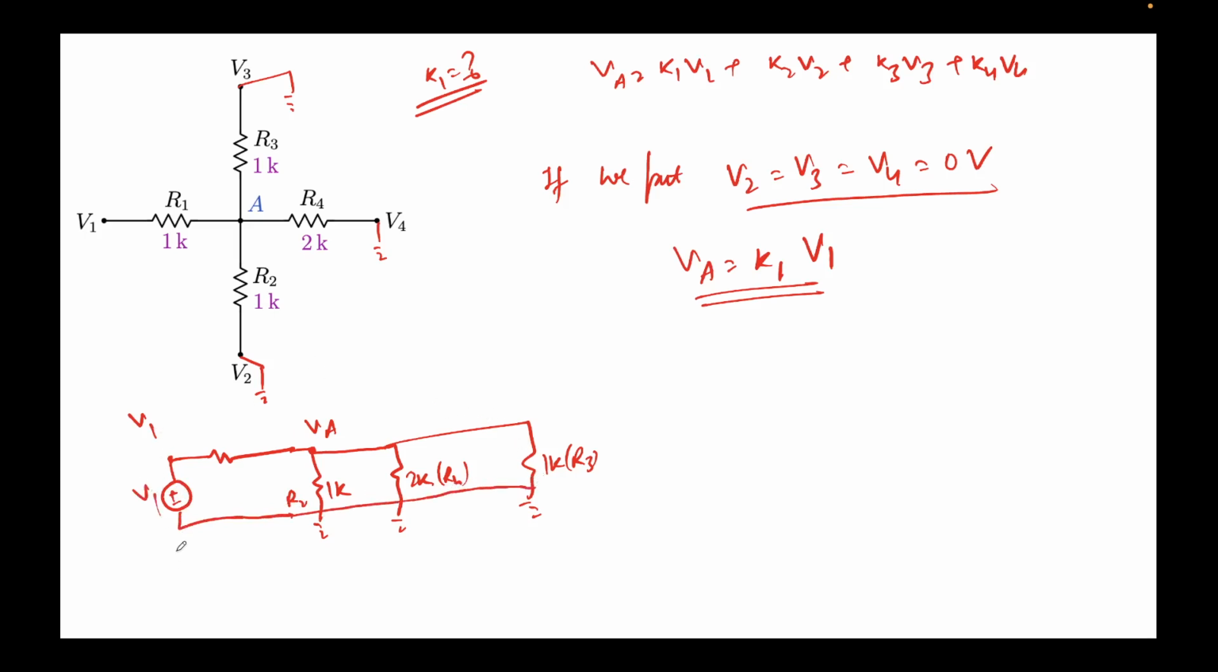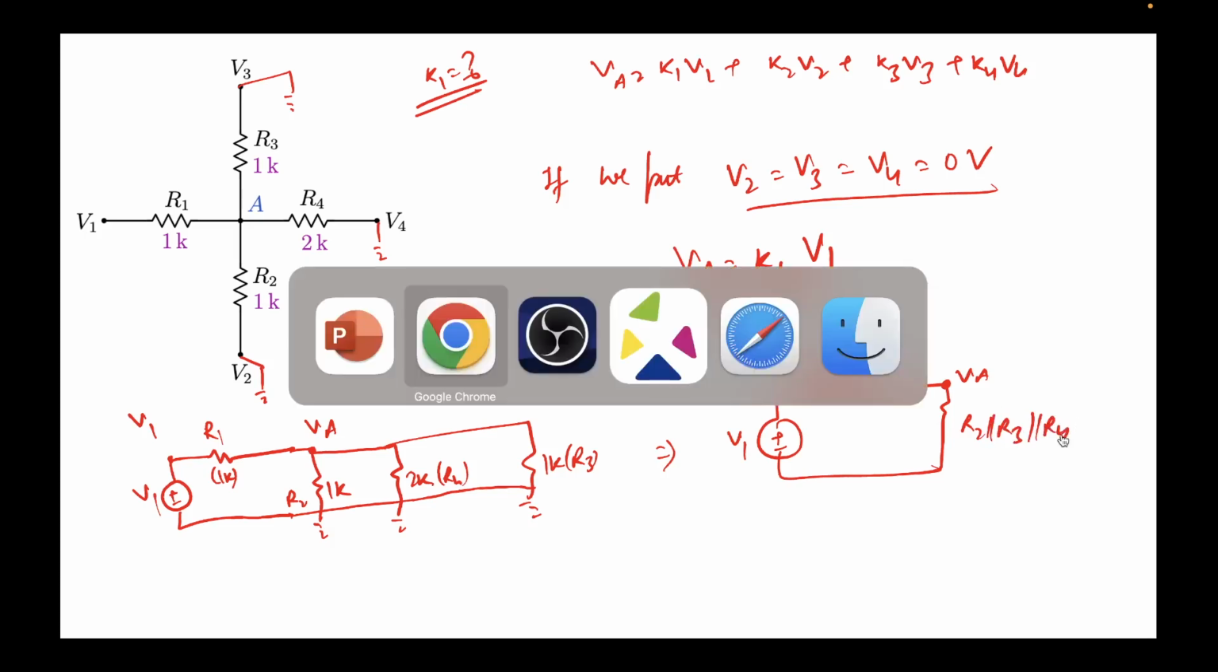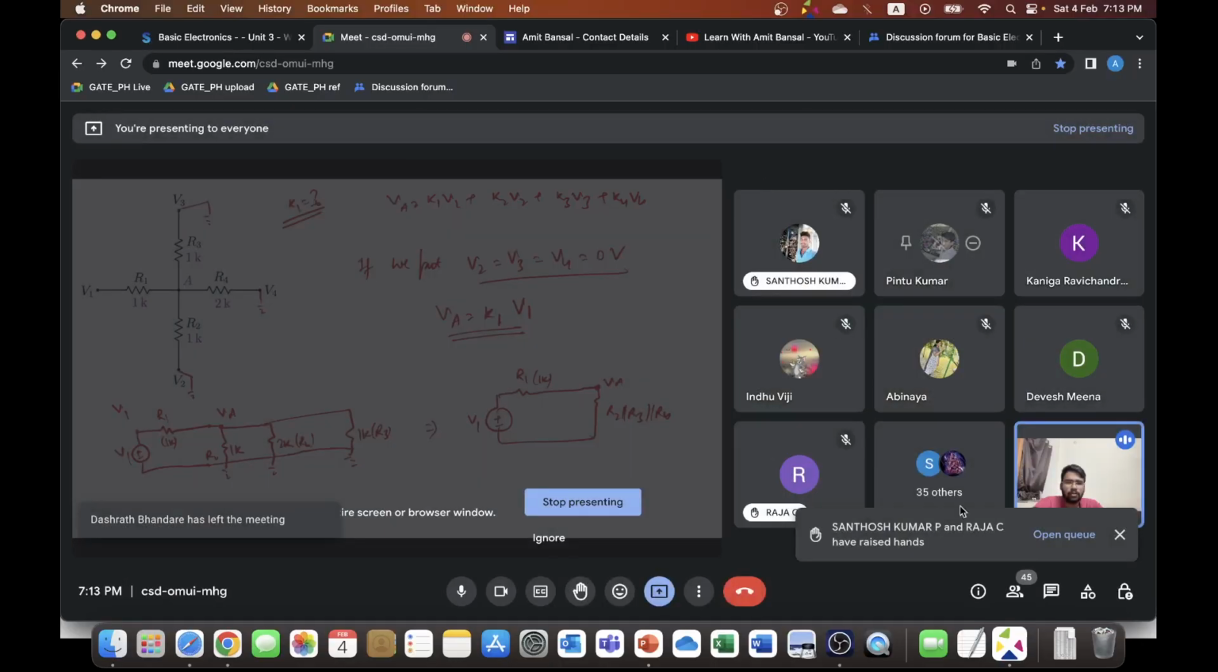This is V1, and this is by the way R1, whose value is 1K. Now R2, R3 and R4 are in parallel. So I can redraw this circuit as V1, R1 which is 1K, this is VA, and this would be R2 parallel R3 parallel R4. This is the same thing that we had done, I think, in the first problem or second problem that we had.